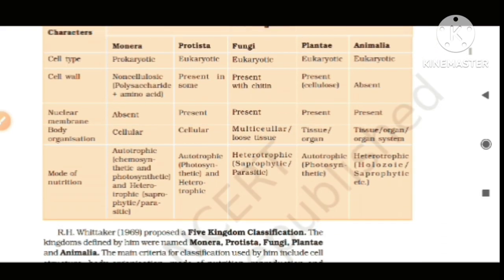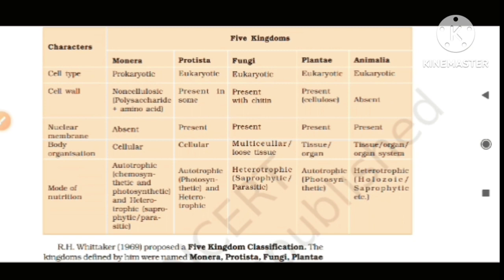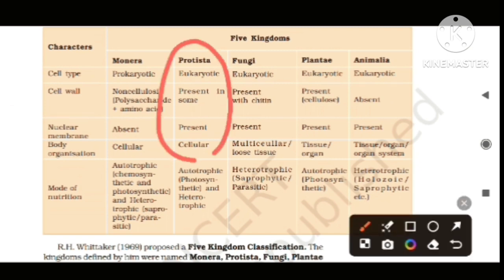Unicellular eukaryotes means nothing but protists. They have only one cell, with no group of cells. Unicellular along with eukaryote, that's the protist. And fungi are multicellular with loose tissues. Plants have tissues and maybe organs, and the animals have tissues, organs, and organ systems.